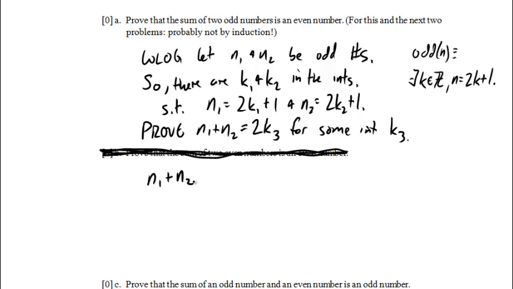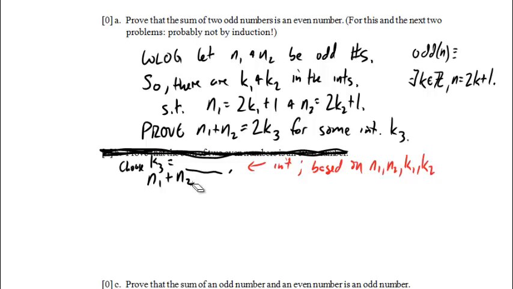Okay. Oh, you know what? I'm proving this for some integer k. Sorry, I should be choosing k3 first. Choose k3 equal to, and I don't know what to choose it to be yet. I know it is an integer, and I know it can be based on n1, n2, k1, k2, because those all appear above, and otherwise I don't really know anything about it. So we'll come back to that choice. Okay, so now let me make myself more room.